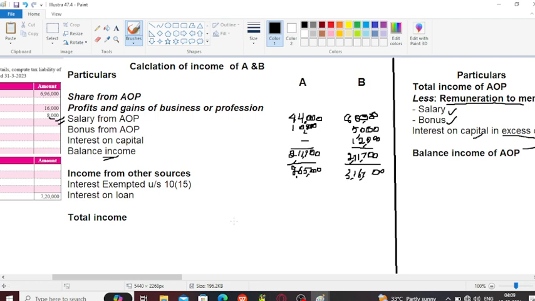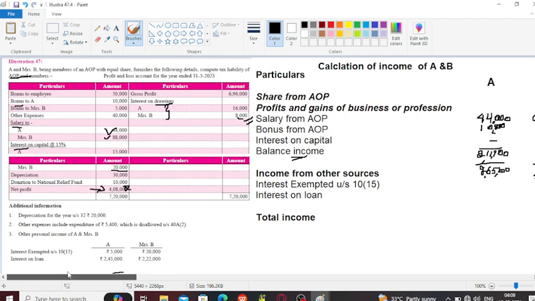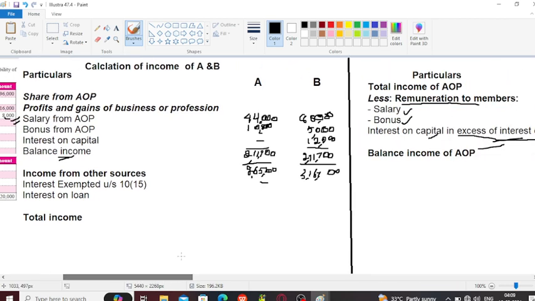What are the other incomes? The other incomes will come under the head income from other sources. Here the other income is 5,000 and 2,45,000 for A. This 5,000 is exempted under section 10(15). So we don't need to write this exempted income for Mr. A. And interest on loan is 2,45,000. It will be taxable, so we have to write 2,45,000.